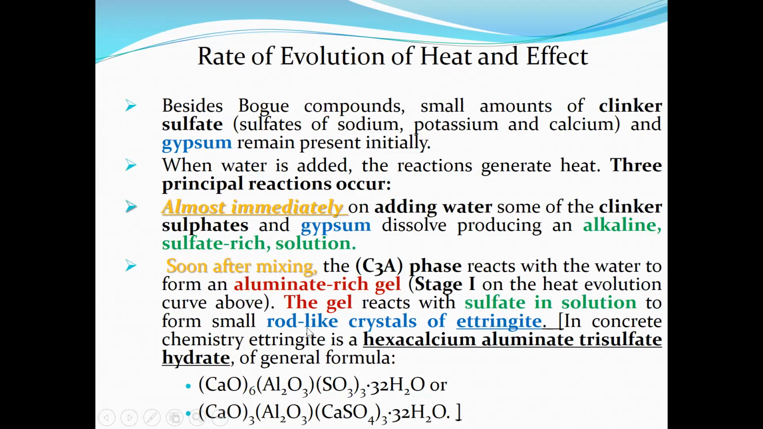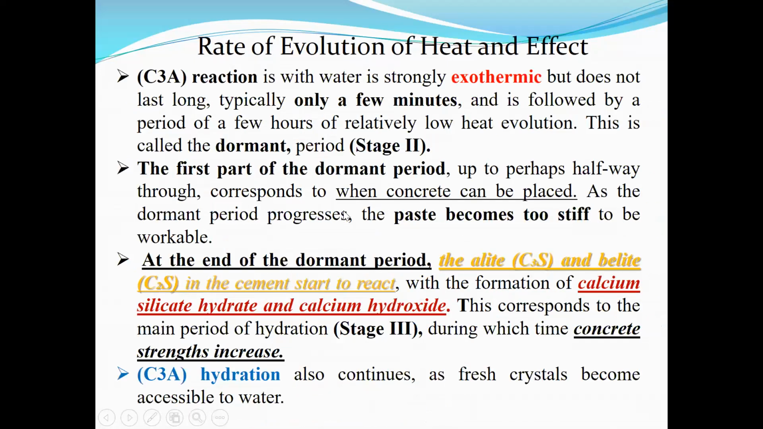That means in concrete chemistry, ettringite is a hexa calcium aluminate trisulfate hydrate. General formula এখানে দেওয়া আছে কিন্তু, ঠিক আছে? যে তোমার hexa calcium, okay, then aluminate and trisulfate and amount of water. So this happens. Actually, C3A reaction with water is strongly exothermic, that is, a huge amount of heat.